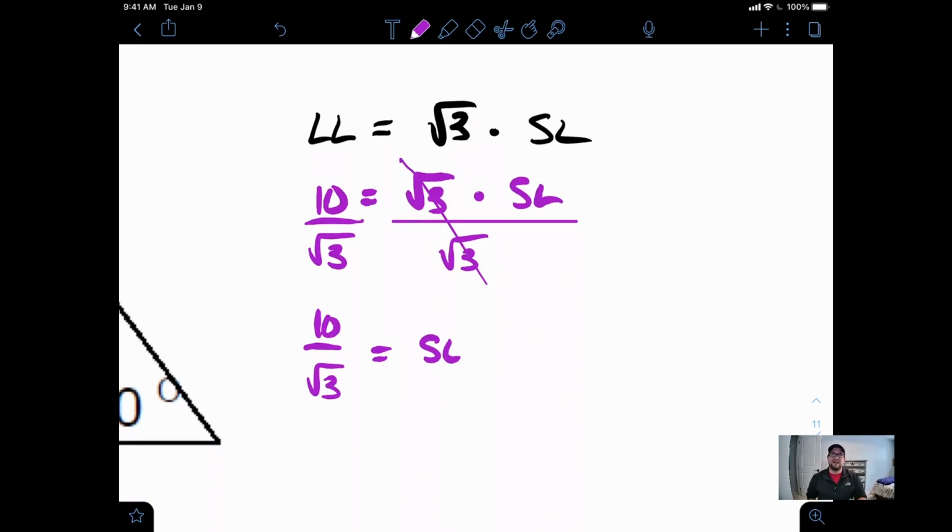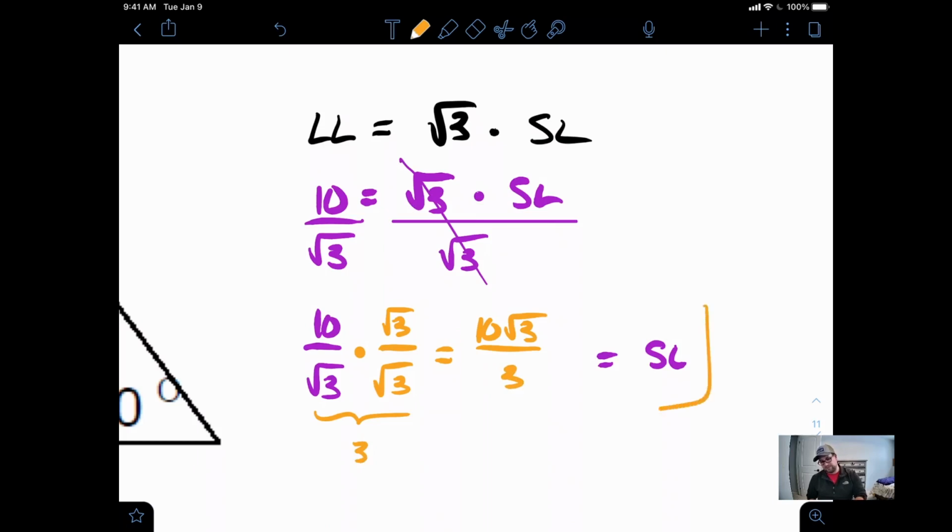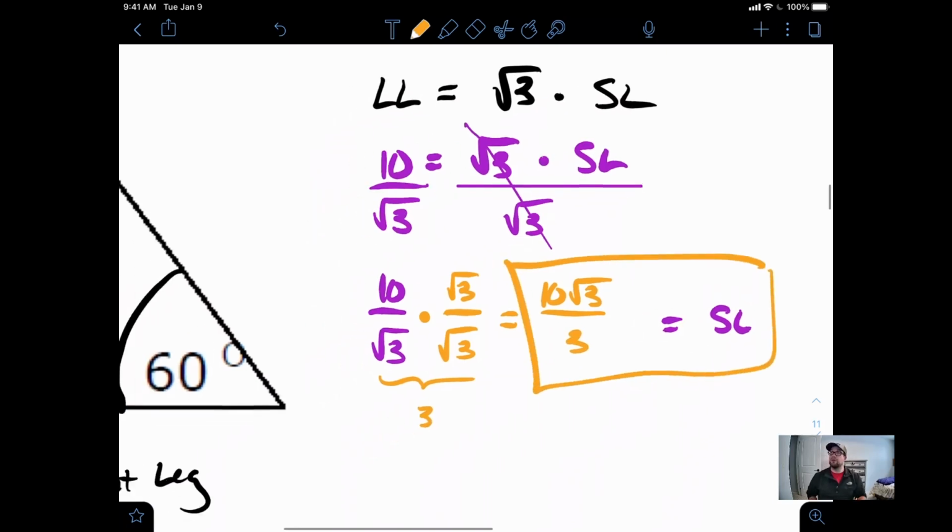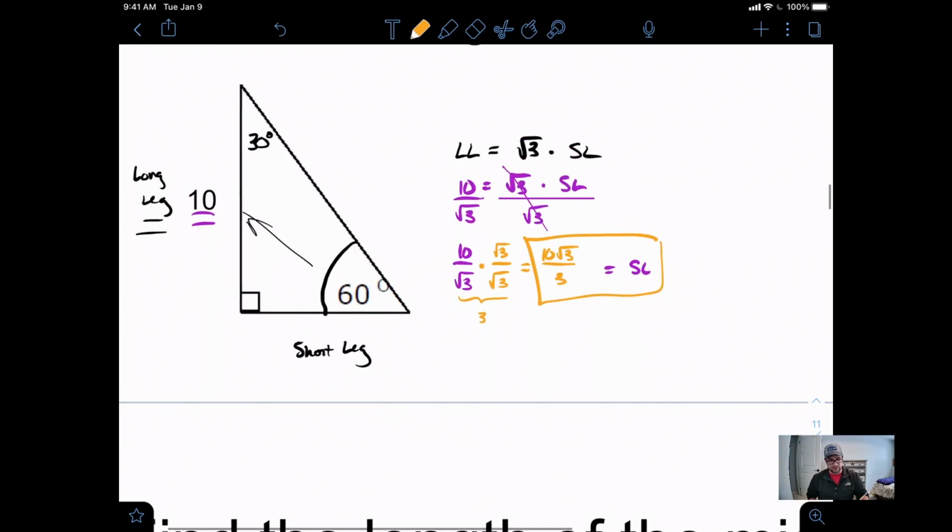Now, this is not rationalized, so we're going to have to do some extra work to rationalize it. To do so, we are going to multiply by the square root of 3 over the square root of 3. 10 times the square root of 3 will be 10 square roots of 3. And on the bottom, the square root of 3 times the square root of 3 will give us just 3. So 10 square roots of 3 over 3 is the length of the short leg. So down here, I'm going to move this down. We can say 10 square roots of 3 over 3 is that distance.